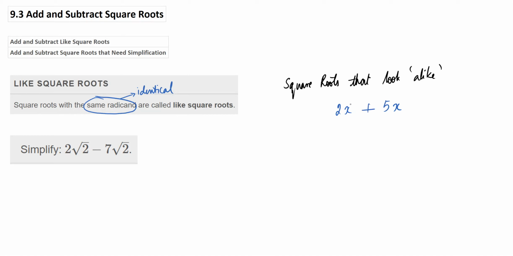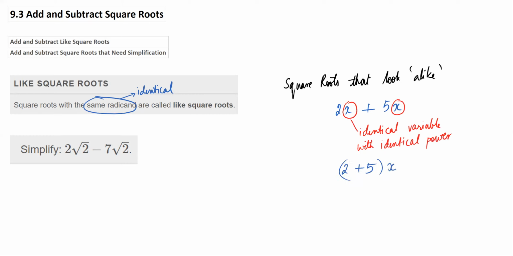So for like terms, the variables must be identical first. So identical variable with identical power. Let me write that here. Identical variable with identical power. They both are x's here, and they both carry the power 1. Okay. So then what we did was we simply added the 2 and the 5, the coefficients. We added the numbers, the coefficients, just kept the x with it. So 2 plus 5 is 7x, and that was how we added like terms.